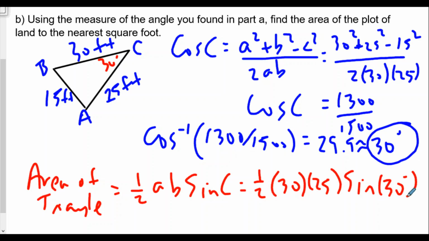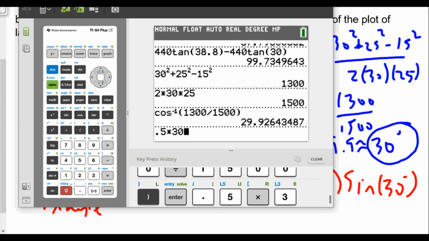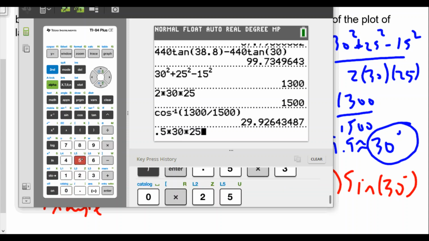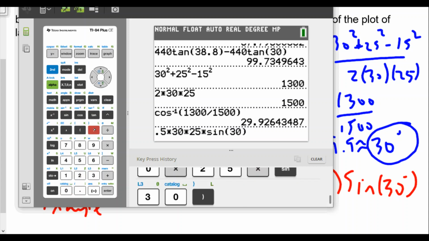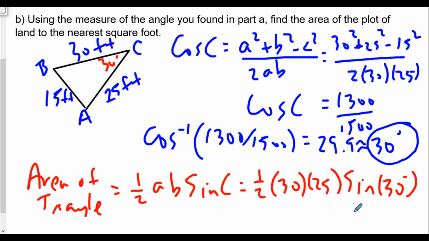And so we'll type in the calculator. So here we have, now 1/2 is 0.5, so I'll use 0.5 times 30 times 25 times the sine of 30 degrees, which I have to remember is half as well. So we're going to get 187.5. So in this case, to the nearest square foot, 187.5 basically comes out to 188 square feet.